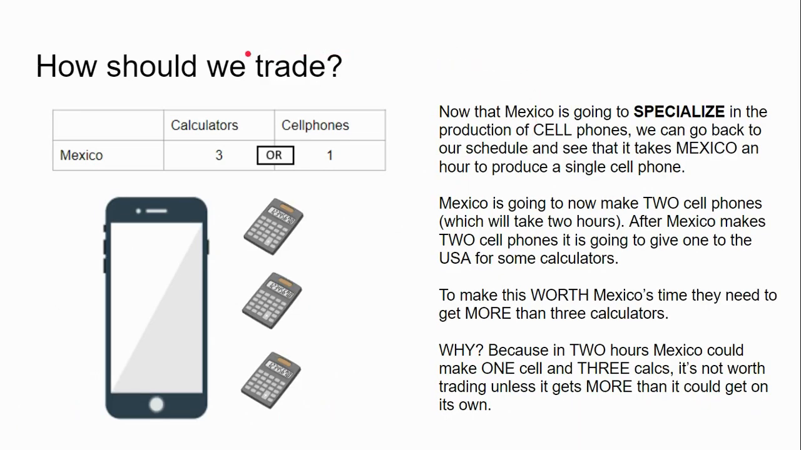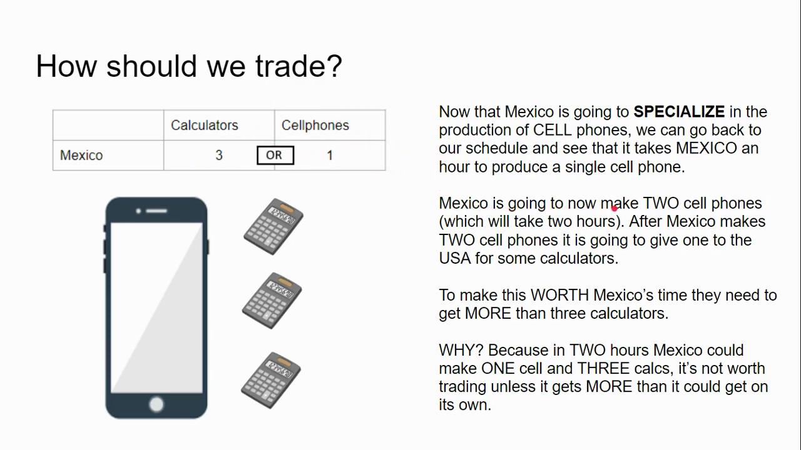All right, so how should we trade? As it says over here, now that Mexico is going to specialize, that is, they're going to focus on one single thing, the production of cell phones. This is what Mexico is going to make, cell phones. We can go back to our chart and go back to our production schedule, and see that it takes Mexico an hour to produce a single cell phone, right? This was a production chart for an hour of work. In an hour, they could make one cell phone, or in an hour, they could make 3 calculators. And we've decided they're going to work on cell phones.